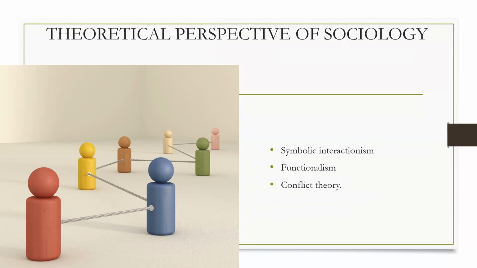When we talk about symbolic interactionism, we are talking about micro level analysis that deals with how individuals interact with each other as they go about their daily activities. So symbolic interactionism talks about individual interaction, in the family for example. How does the individual interact, and how does it affect the behavior of the individual?